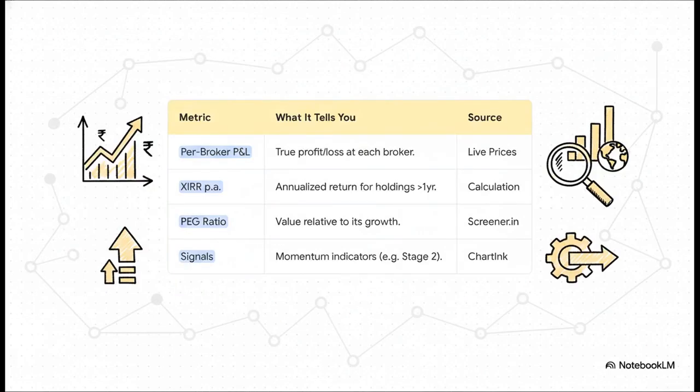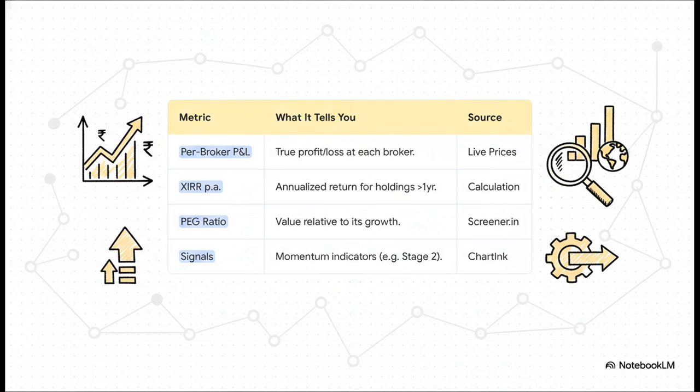But it goes way, way beyond just profit and loss. You're getting institutional-grade metrics built right into your view. You see your true per-broker P&L, you get your annualized return, or XIRR. It even pulls in the PEG ratio from Screener.in to tell you about valuation, and momentum signals from Charting.